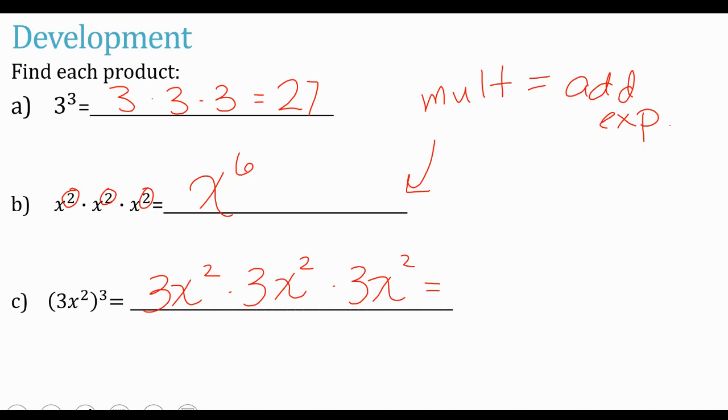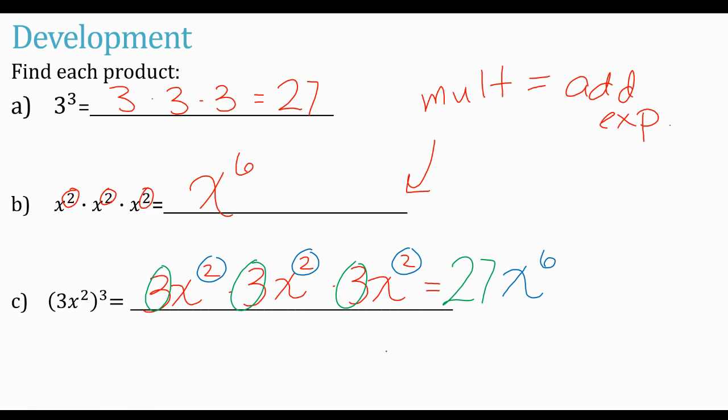Now this is very similar to what we just did in part B. So we're going to multiply our coefficients and we're going to add our exponents. So remember, coefficients, numbers in front. So we're going to multiply those together. We get 27. And then exponents, we're going to add those. 2 plus 2 plus 2 gives us x to the 6th.